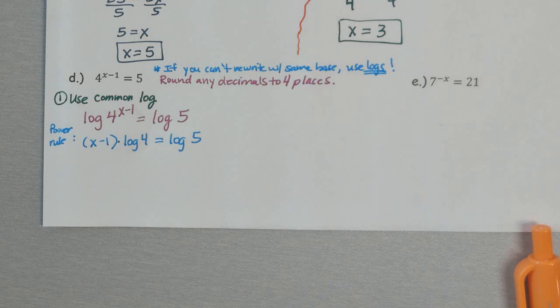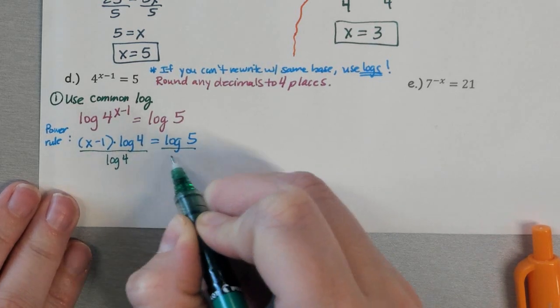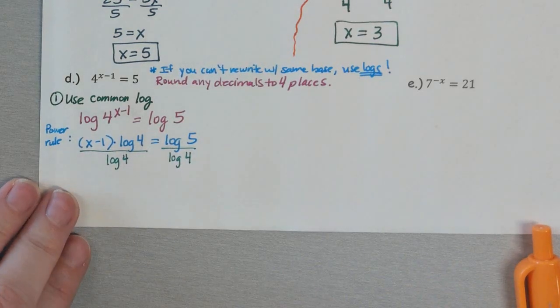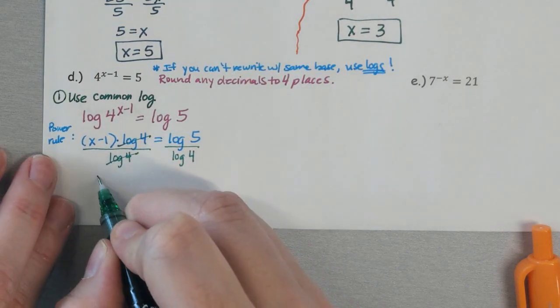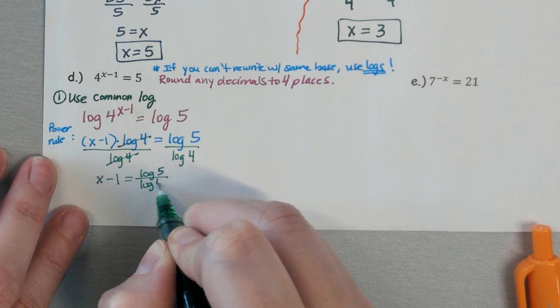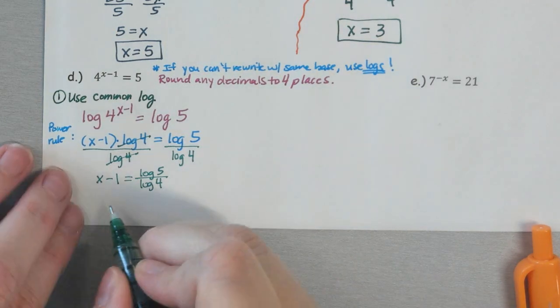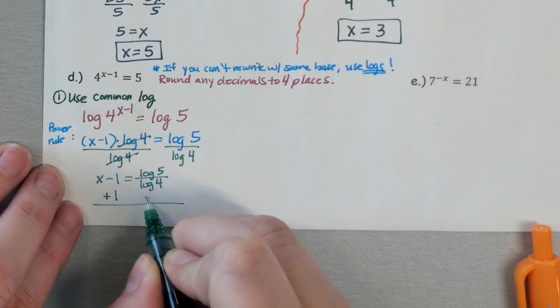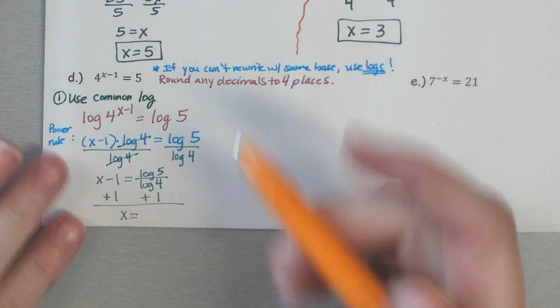Now remember, the whole goal is to get x by itself. So we want to move over anything that is not the x. So the first thing we're going to do is divide both sides by the log of 4. And the reason why is because when you divide, those will cancel out. You'll have x minus 1 equals the log of 5 divided by the log of 4, which we will calculate in a moment. And then your last step is just going to be to do what? Add 1 over. Okay, and then we are just going to calculate this. So we learned how to calculate this yesterday.